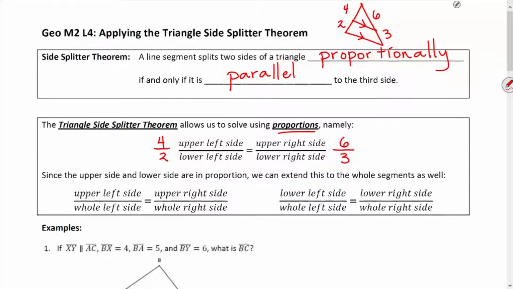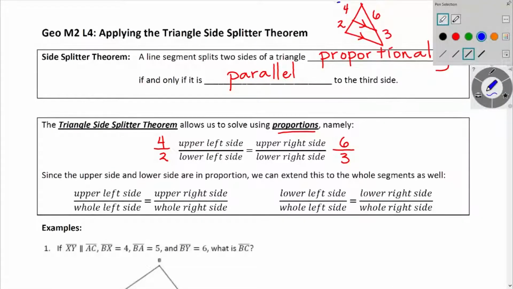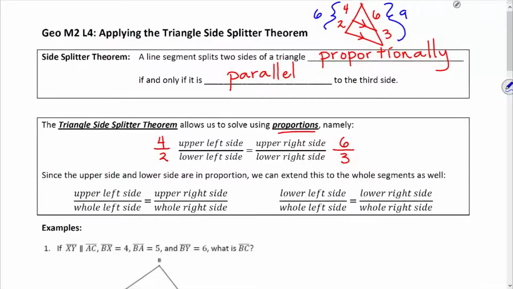Now, although it's not exactly the side splitter theorem, we can also pull in the total left side, which is 6, and the whole right side, which is 9, and look at those in our proportions as well. The upper left side is 4 over the whole left side 6, and the upper right side is 6 over the whole right side 9, and those are still proportional. Also, the lower left side is 2 over the whole left side 6, and that is equal to the lower right side 3 over the whole right side 9.